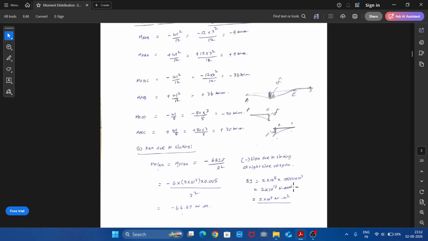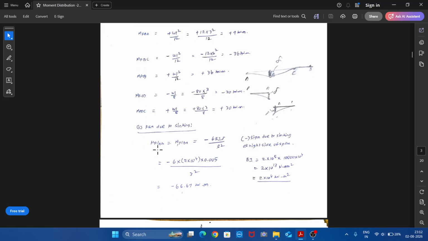So if we want to have it in kilonewton meter squared, divided by 1000 and divided by 1000 squared. So altogether we need to divide by 10 power 9. Therefore 2 into 10 power 4 kilonewton meter squared will be the EI value. So we need to substitute the EI value here. Delta 5 mm sinking needs to be used in meters. Therefore 0.005 divided by L square. Therefore we'll be getting MF dash AB equal to MF dash BA equal to minus 66.67 kilonewton meter.